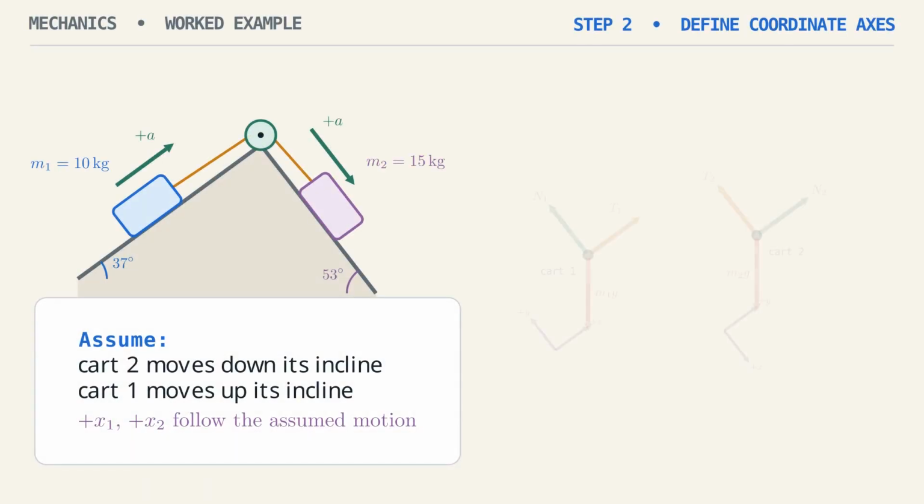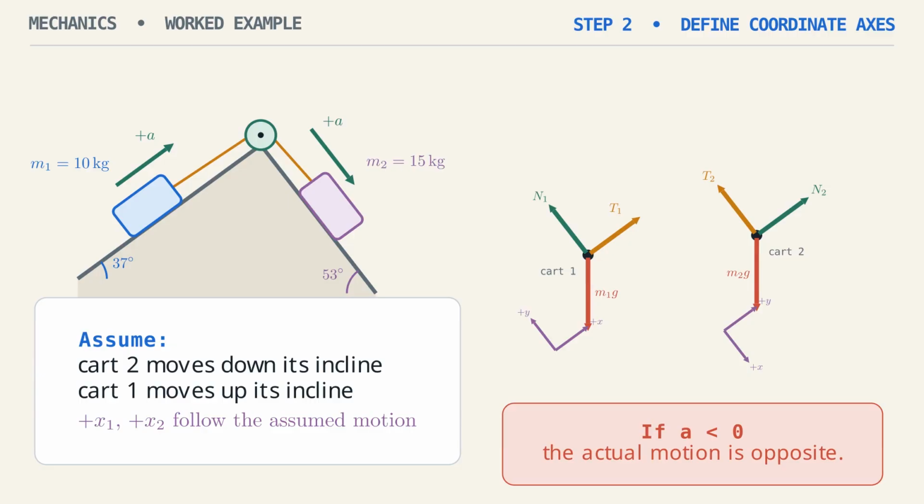The 15-kilogram cart is both heavier and on the steeper incline, so assume cart 2 accelerates down its incline and cart 1 accelerates up its incline. For each cart, choose positive x along that assumed motion and positive y perpendicular to the surface. The direction choice is an assumption, not a guess that can ruin the solution. If the calculated acceleration is negative, the carts simply move opposite to the arrows we selected.